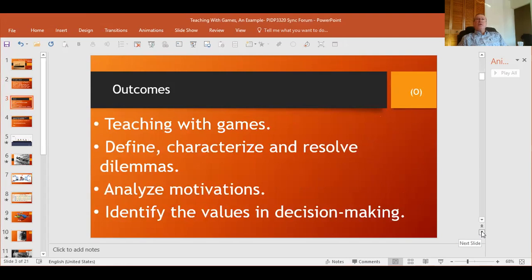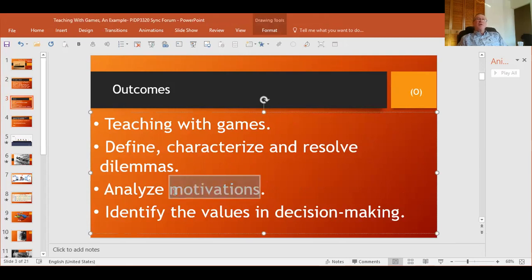Hopefully we're going to learn how to teach with games, or at least see an example of it. We're going to define, characterize, and resolve dilemmas. We're going to analyze briefly the motivation behind the solution to dilemmas. And we're going to identify some values in our decision making. Hopefully, we'll achieve these goals.